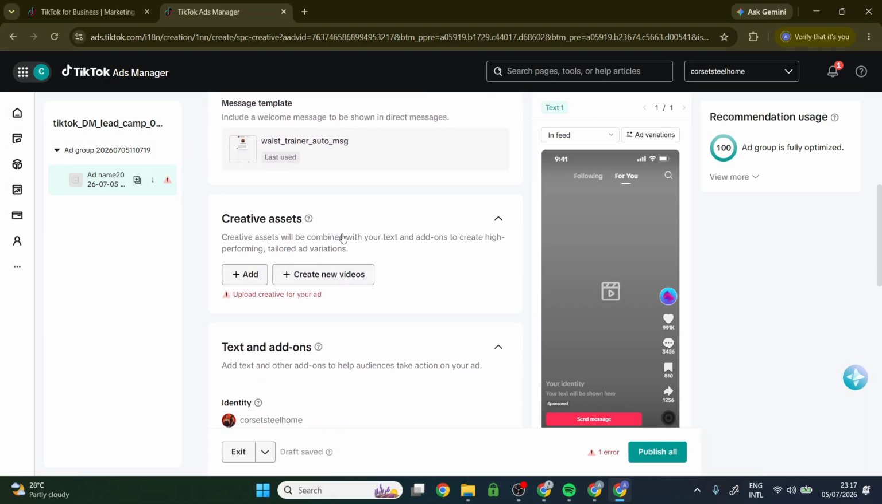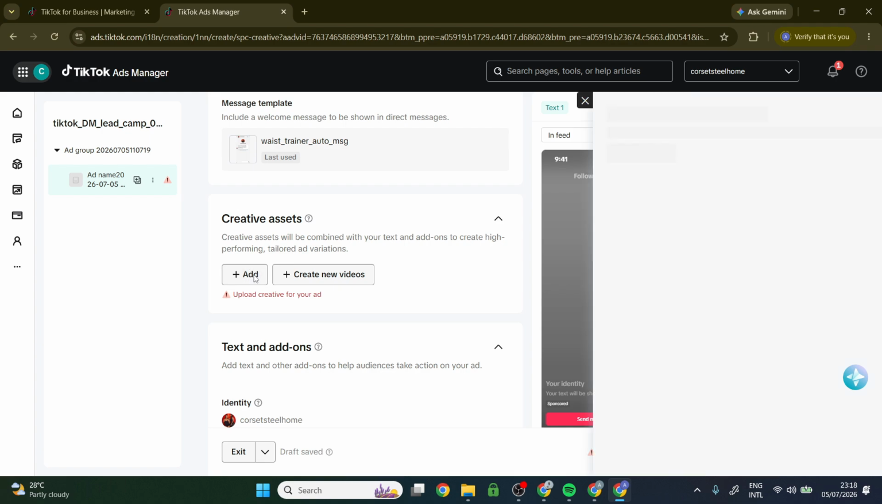Then the next thing is to select your creative. If you want to select your creative, I want to believe that before you start running ads, the first thing that you need to do is upload the video that you intend to use for that particular campaign on your TikTok account. So I assume that you have already uploaded your video on your TikTok account.